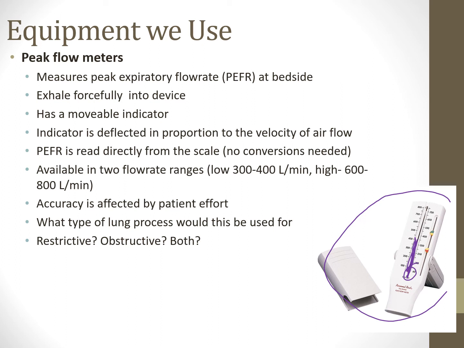So they forcefully blow into the device, it moves the indicator, and it looks at their flow rate. You can look at it on the scale. You don't have to convert anything. It's available in liters per minute. So you have low flow rate meters for your pediatric and geriatric patients, and you have high flow rate meters for preteen through normal adulthood patients, or your severe asthmatic patients who get severe enough that you have to move to the low flow rate one.